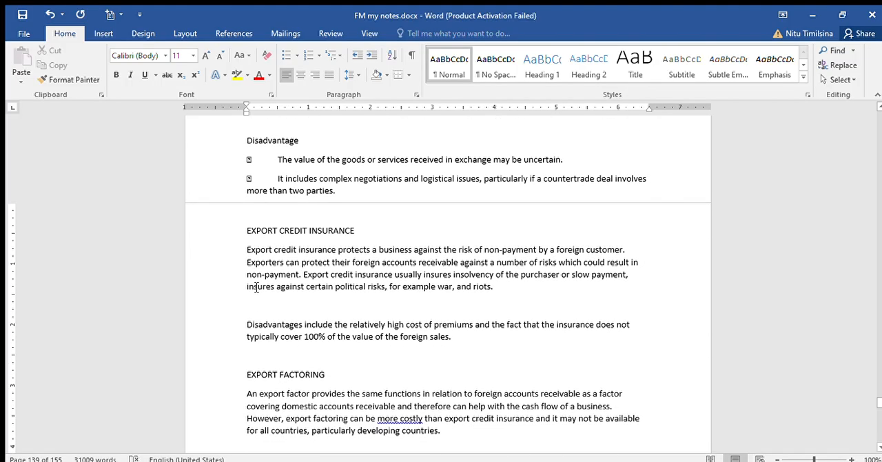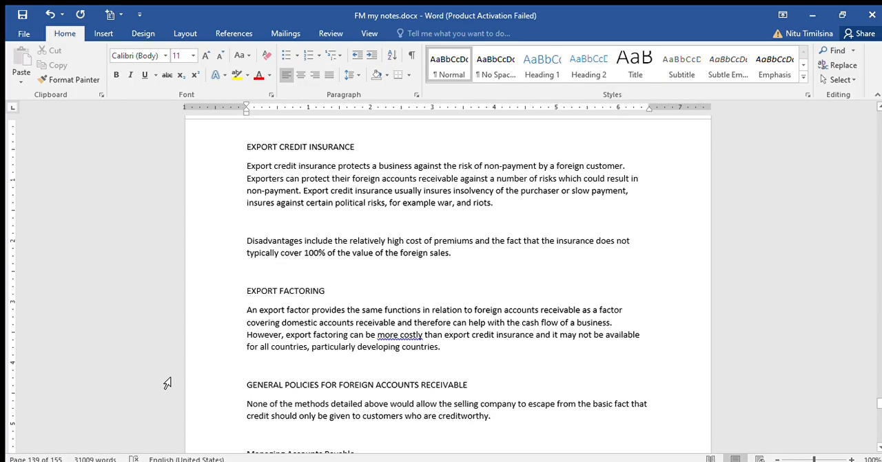Export credit insurance. Export credit insurance protects a business against the risk of non-payment by foreign customers. Exporters can protect their foreign account receivable against a number of risks which could result in non-payment. Export credit insurance usually insures insolvency of the purchaser, slow payment, and insures against certain political risks, for example, war and riots. Disadvantages include the relatively high cost of premiums and the fact that the insurance does not typically cover 100% of the value of the foreign sales.